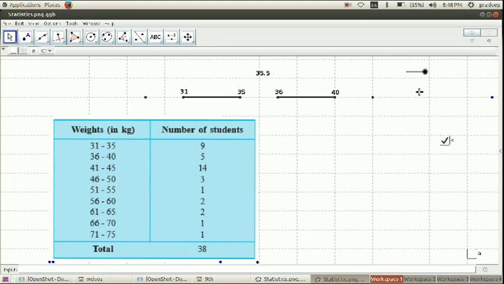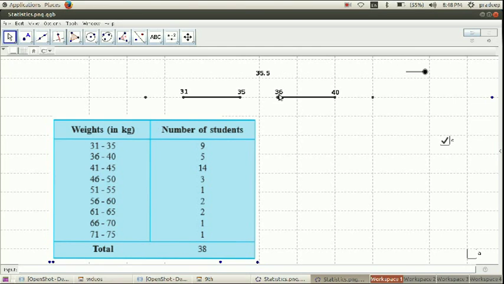Here, this first class starts with 31 and ends in 35. The next class starts with 36 and ends in 40. This student with weight 35.5 cannot be included in any of these two classes. He will fall into this gap. The size of this gap is the difference between 36 and 35, that is 1. Therefore, in order to include this 35.5 in any of these classes, we have to bridge this gap between these two numbers.